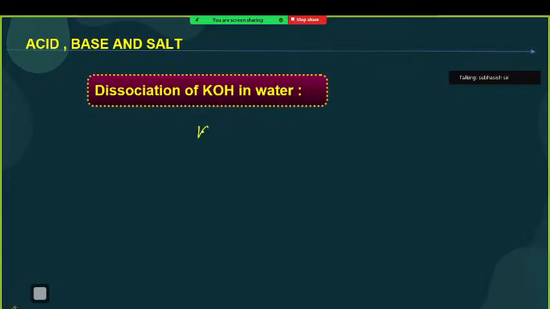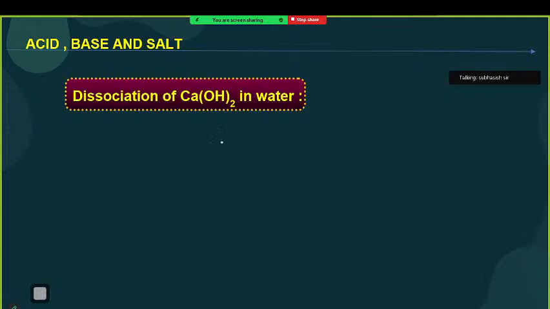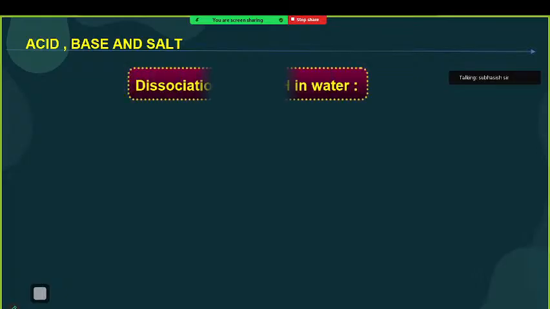Again, potassium hydroxide dissociation is quite similar to that of sodium hydroxide. Potassium hydroxide dissociates with the formation of K plus and OH minus. And also calcium hydroxide, because the valency of calcium is 2, dissociates with the formation of calcium 2 plus and 2 OH minus. So in this way, these types of alkalis dissociate in water with the formation of OH minus, which is the only negative charge ion in aqueous solution.